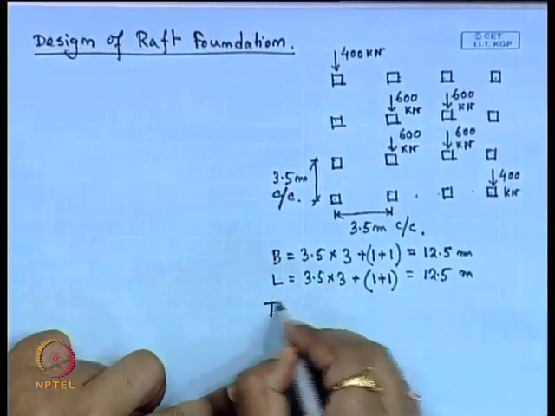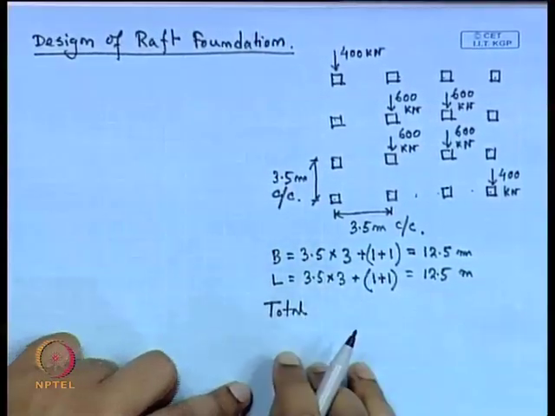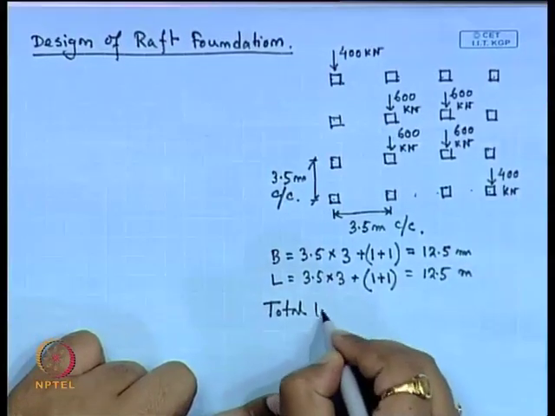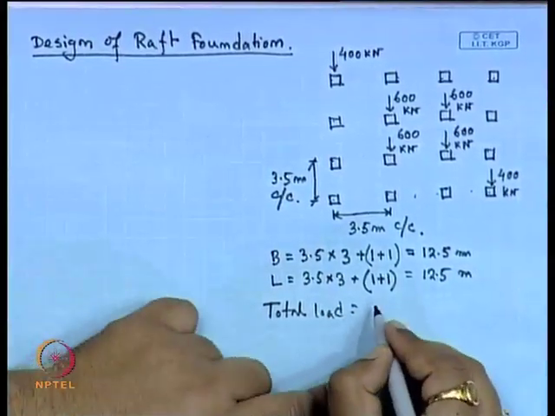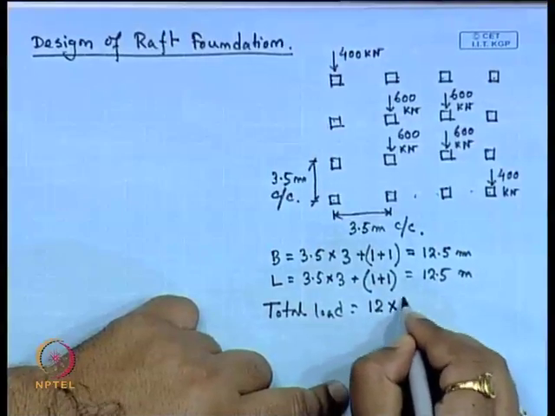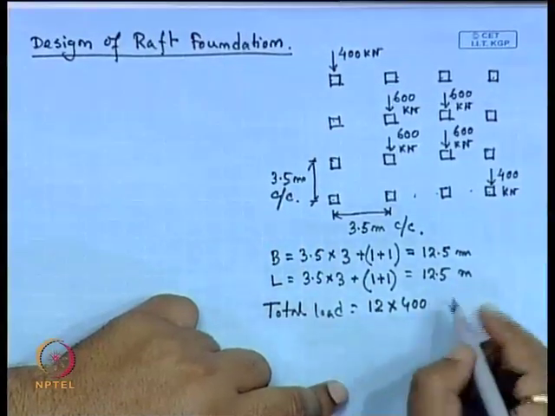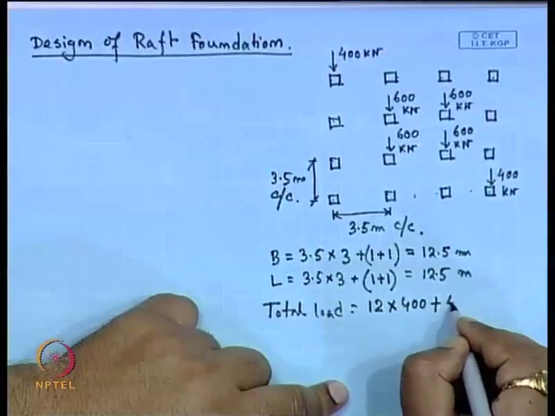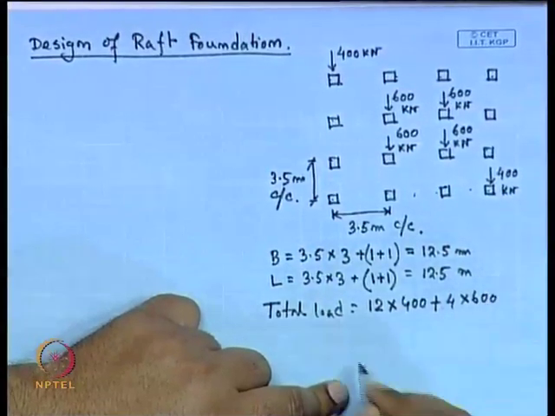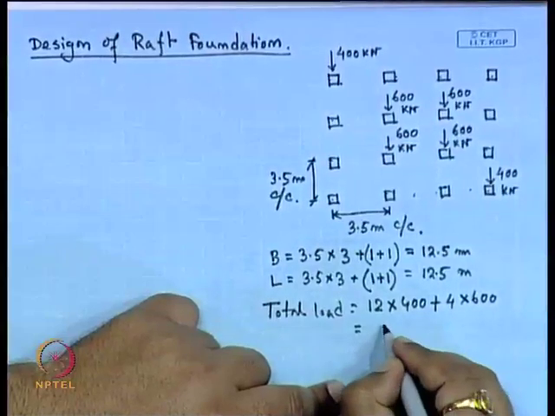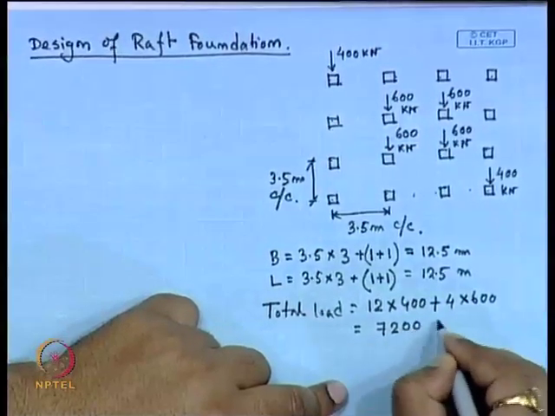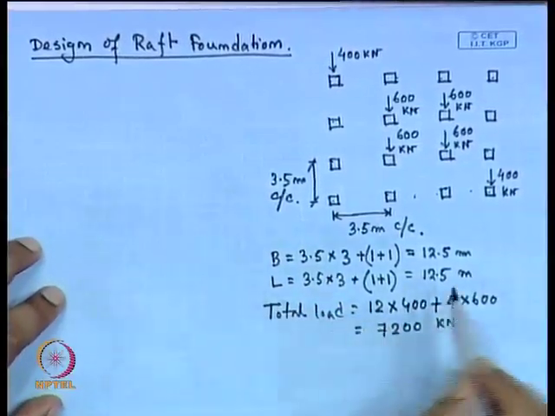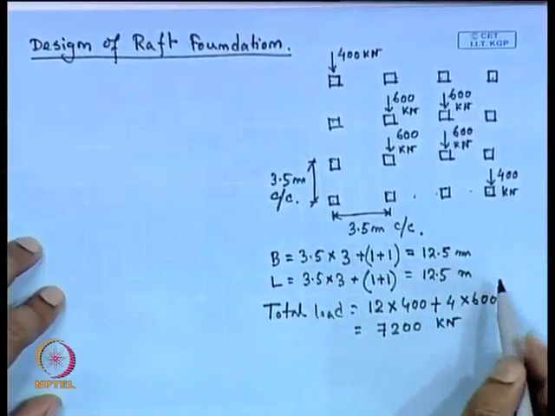Now, the total load that is acting on this raft foundation: 12 columns will be subjected to 400 kilonewton load each, and the internal columns, these 4 columns, are taking 600 kilonewton load each. So, that means the total load is 7200 kilonewton. And the dimension of this raft, we are taking 12.5 into 12.5 meter.